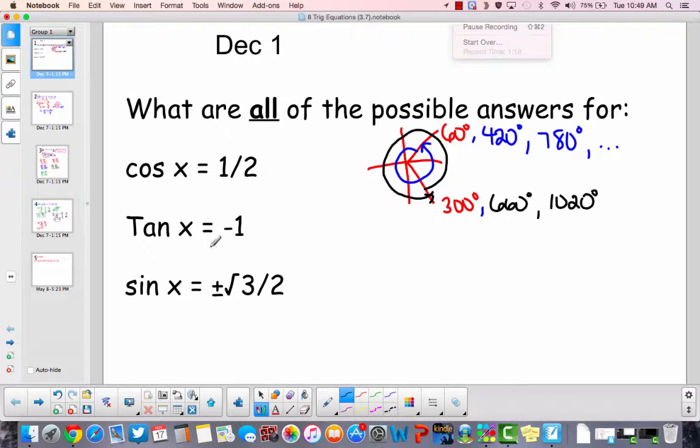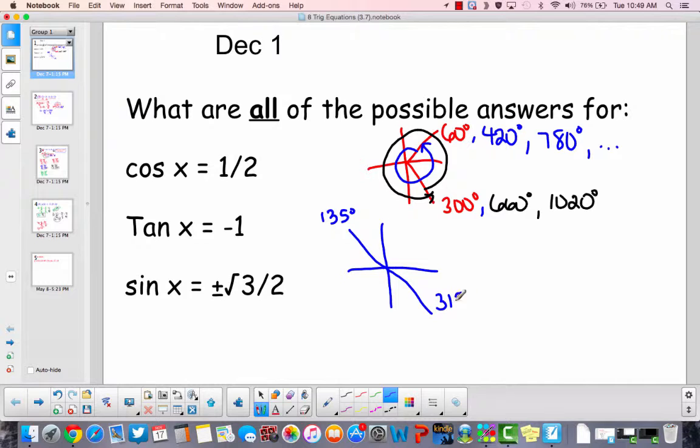So the same thing is true over here for the tangent of x equals -1. What quadrant are we in? Well, we're either in the second or the fourth quadrant. We're either at the 3 pi over 4 or 135 degrees, or the 7 pi over 4, which is 315 degrees.